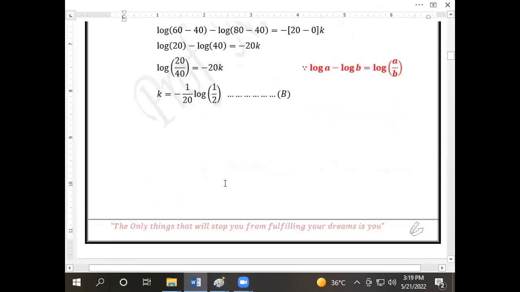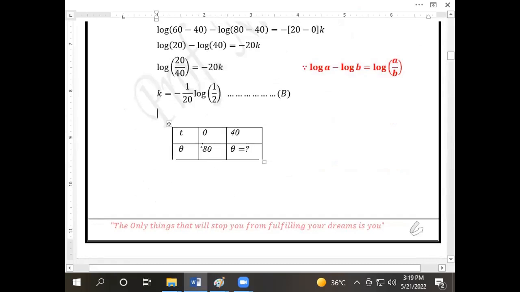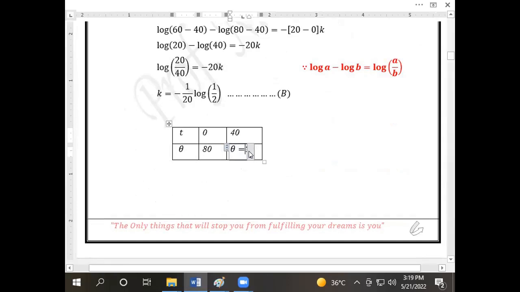For that, we have to use the first and the last condition. It means at t equal to 0, the temperature is 80 degrees Celsius. After 40 minutes, what is the temperature of the body? So we assume the temperature of the body is theta. The question mark means we have to assume a body whose temperature is theta, so we have to find the value of theta here.